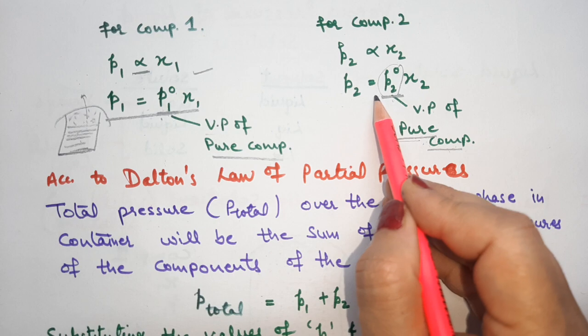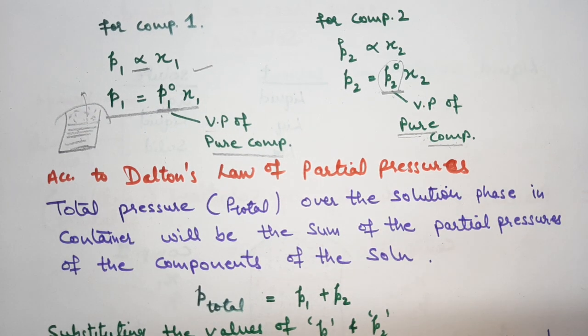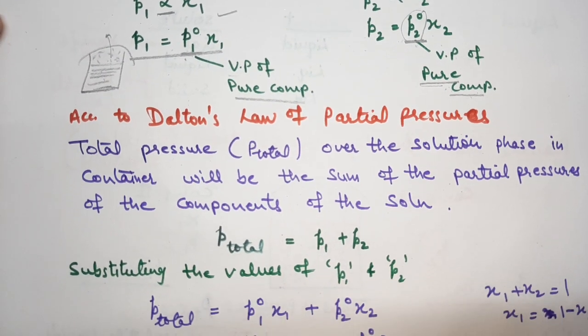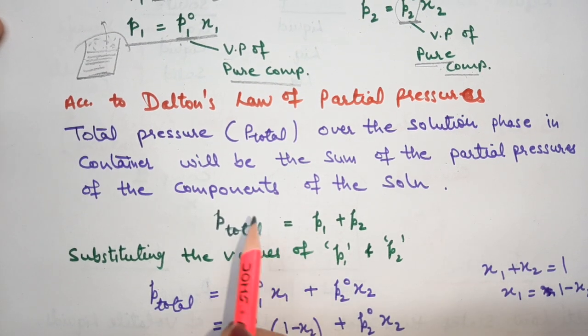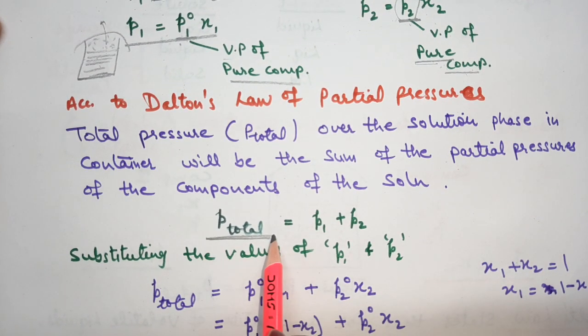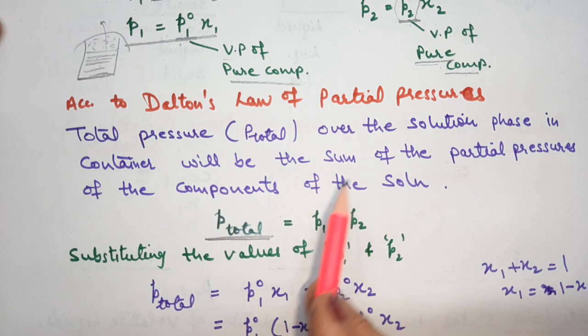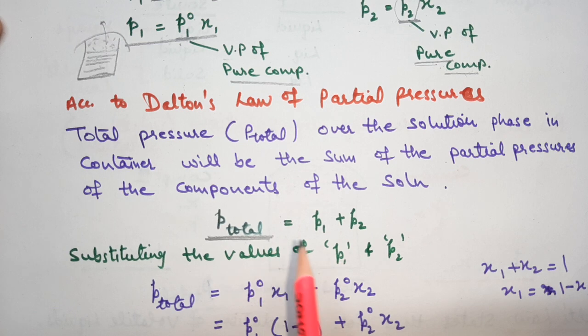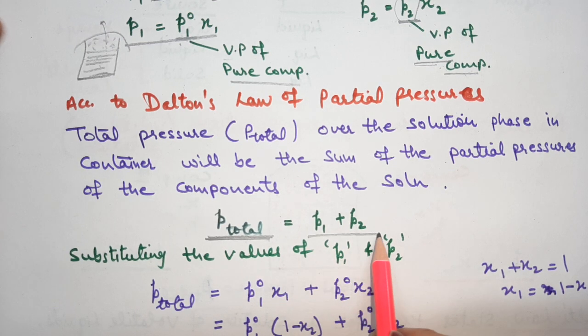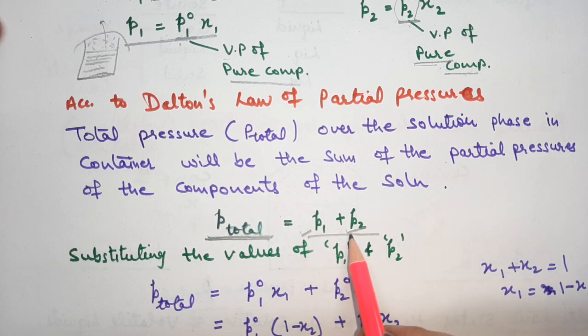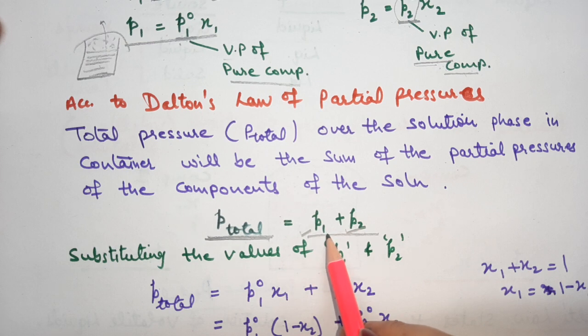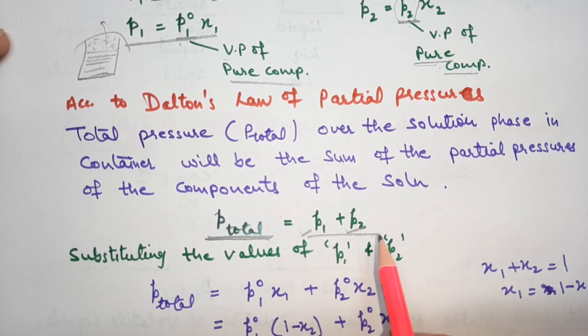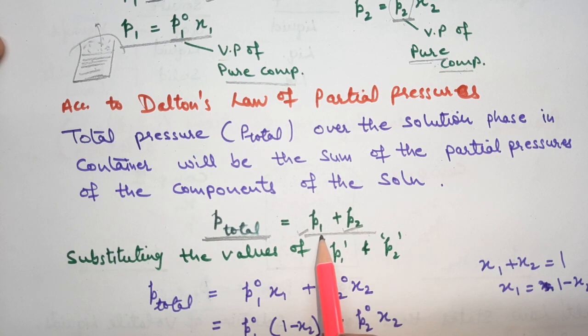So P2 is equal to P naught 2 X2. Now according to Dalton's law of partial pressure, the total pressure exerted over the solution phase will be the sum of the partial pressures of all the components. Here we have only two components, so it will be the sum of the partial pressures of component 1 and component 2, that is P1 plus P2.